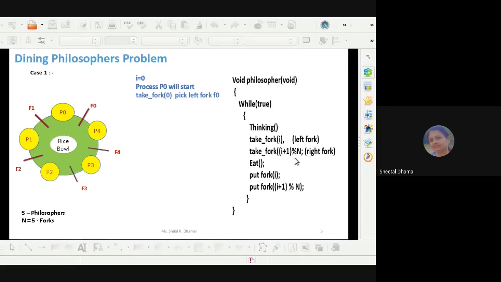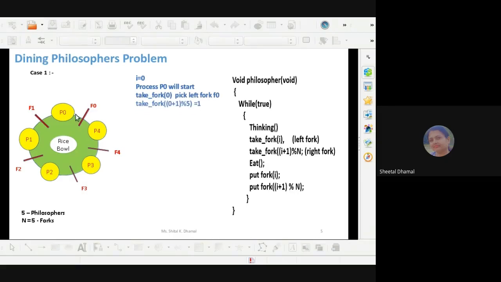So tell me what is the answer of this 1 modulus 5. That is, we are dividing the number 1 by 5, and after that we are saving the remainder. 1 modulus 5 is 1 because we are dividing 1 by 5 and saving the remainder. So the remainder value is 1. So now he will take the right hand side fork. What is the index value of the right hand side fork? It is 1. Its meaning is that your philosopher P0 will pick up the fork 1, that is F1.